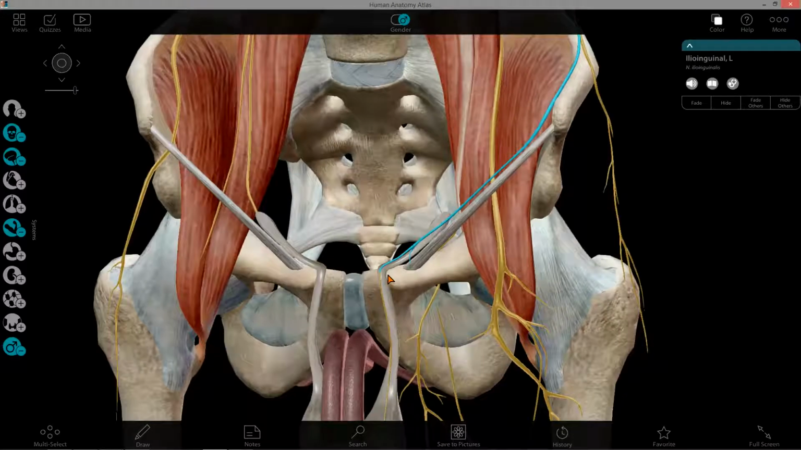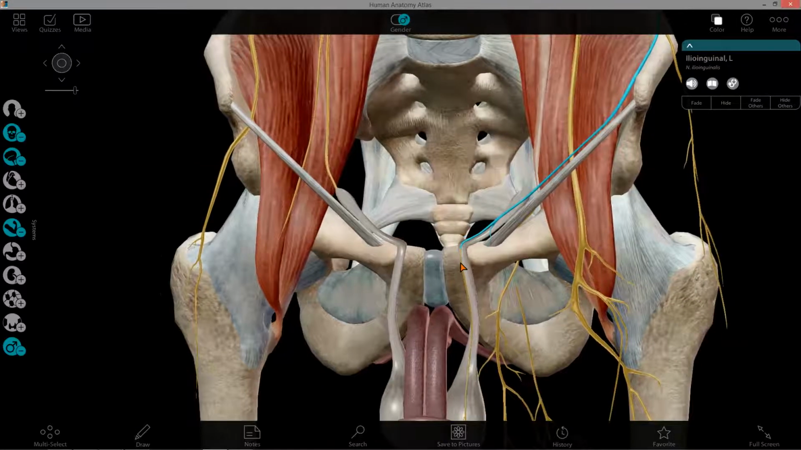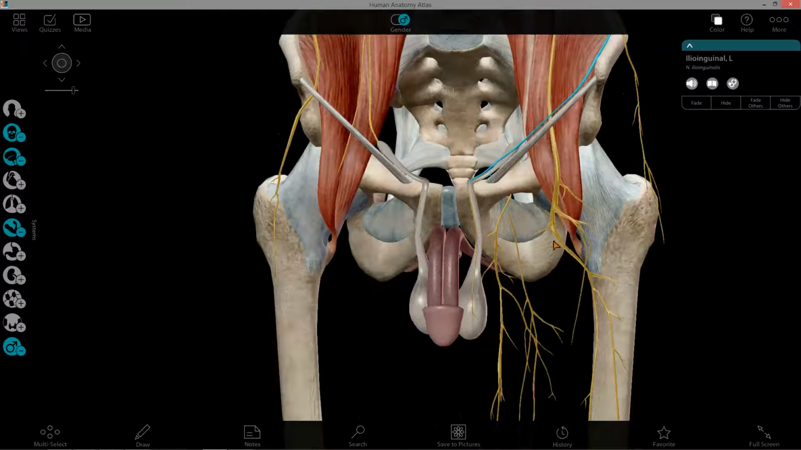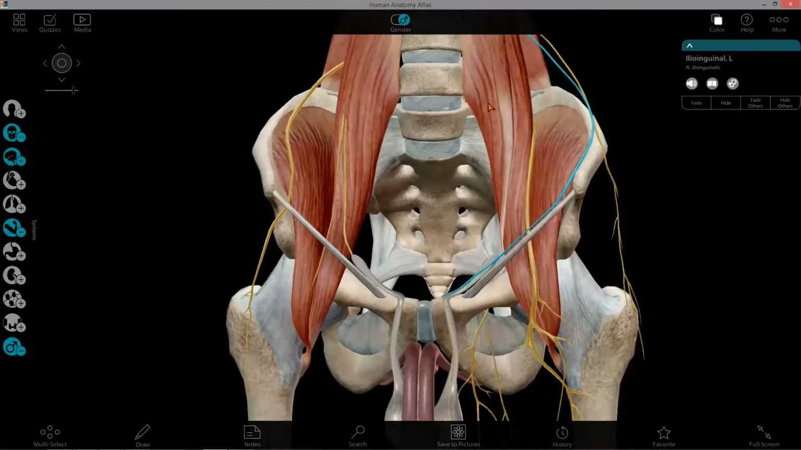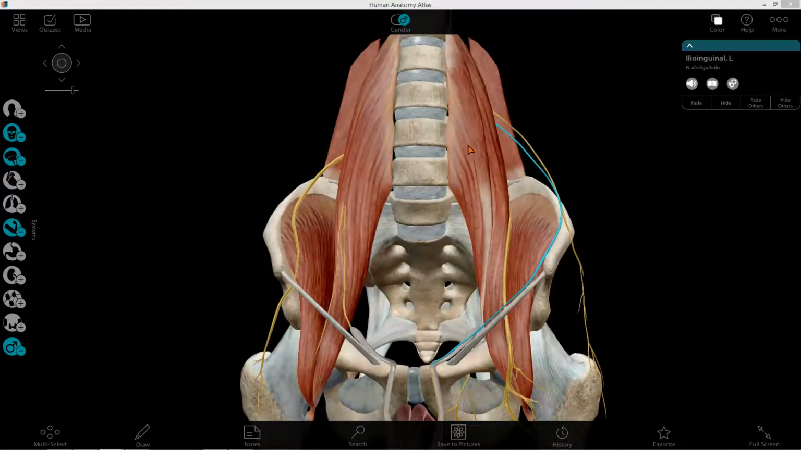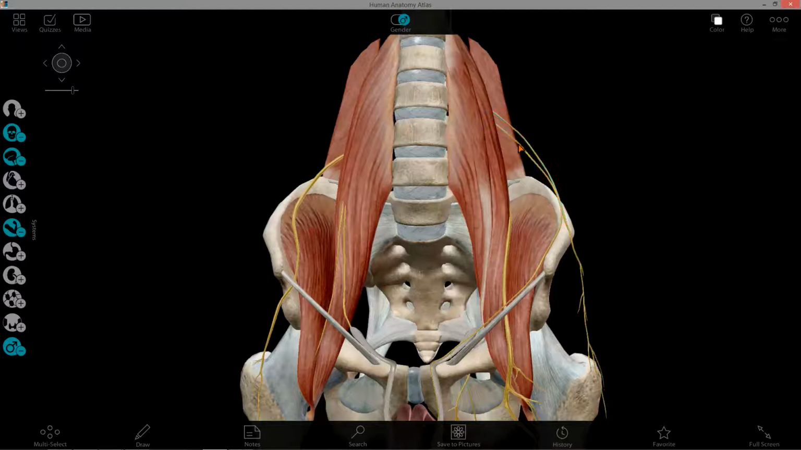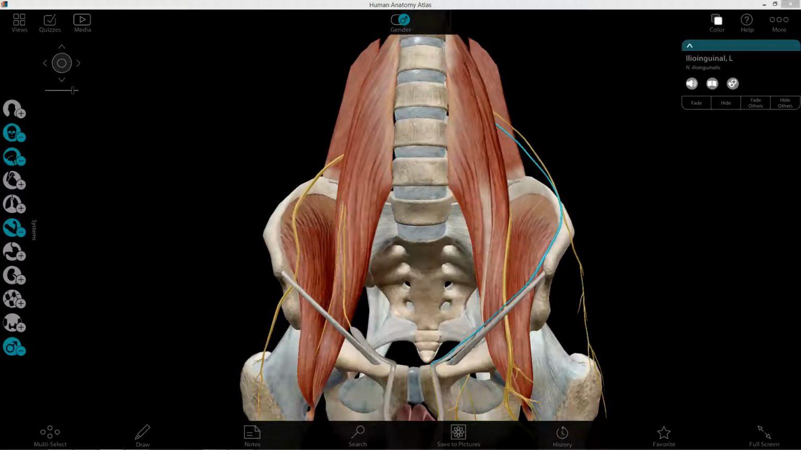Just as a note, it is not part of the spermatic cord and does not enter the canal via the deep inguinal ring. Its action is that it provides cutaneous sensation to the superior medial thigh, as well as the anterior scrotum or labia majora in females, and the penile root in the male. And that can be seen through this extension of the anterior scrotal branch of the ilioinguinal nerve. So those are two nerves, and just to note that both of these nerves arise from the spinal root L1.